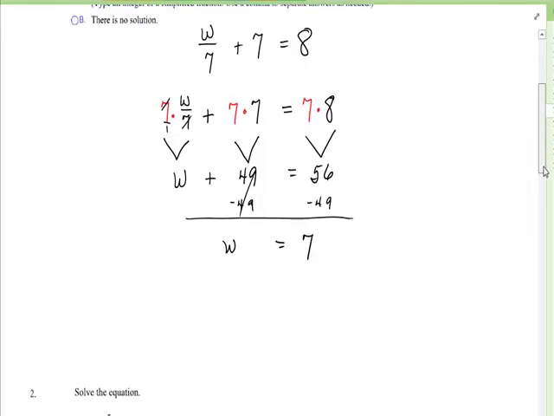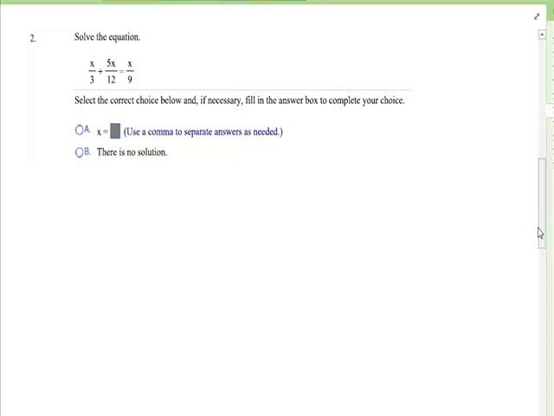All right, let's look at another one. I have x over 3 plus 5x over 12 is equal to x over 9. For my common denominator, I really just need to focus on the 12 and the 9, because anything they will go into, 3 will go into also. So I believe that our common denominator is going to be 36. I think that's going to be right.